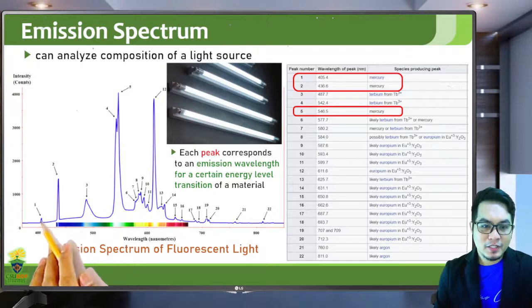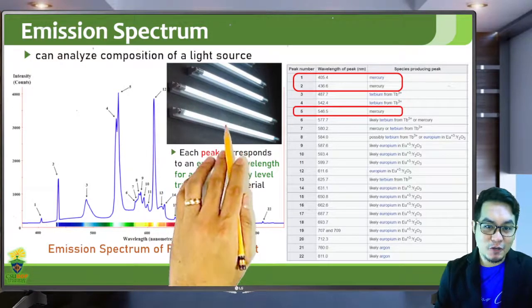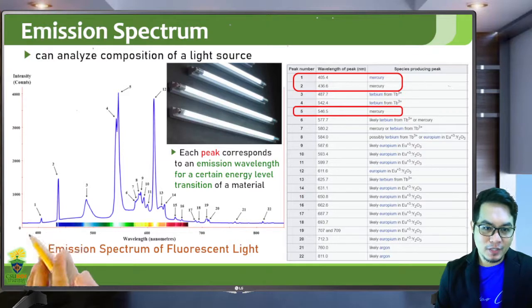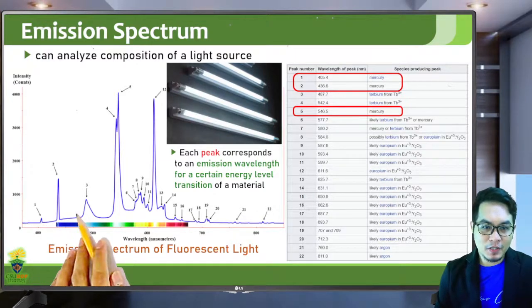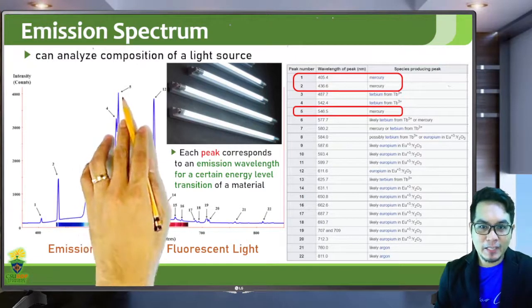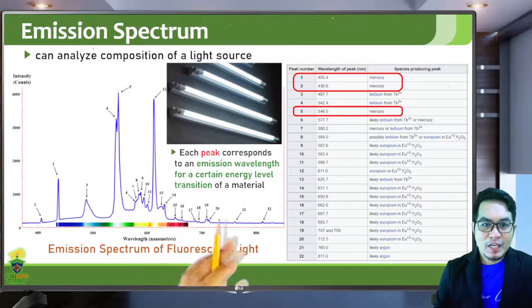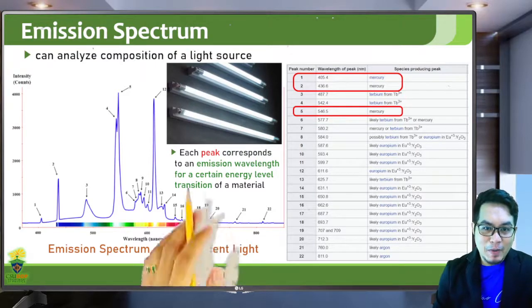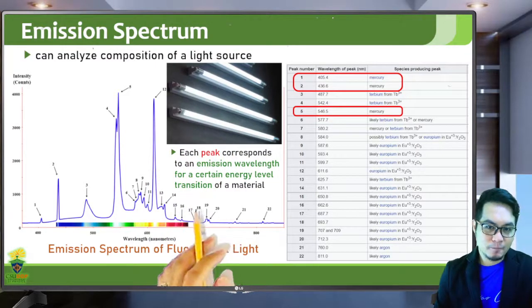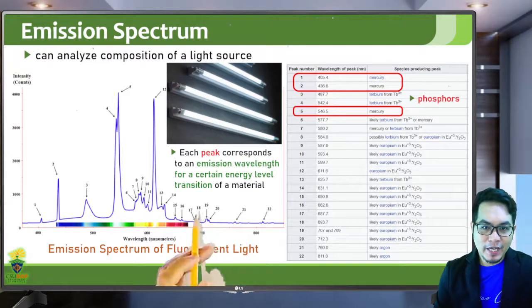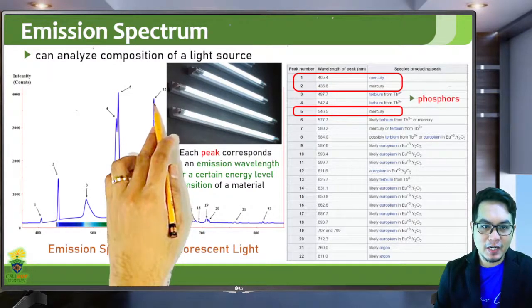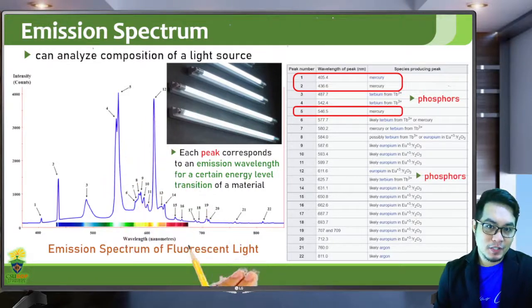Mercury actually emits UV light, but most of that UV light is absorbed by the phosphor coating in your fluorescent light bulb. This peak is now very small, but you will notice that peak number 5 is also for mercury. So it still emits visible light passing through the phosphor coating. And the second high peak here is actually from the phosphors, from the white phosphor coating in your fluorescent light bulb.